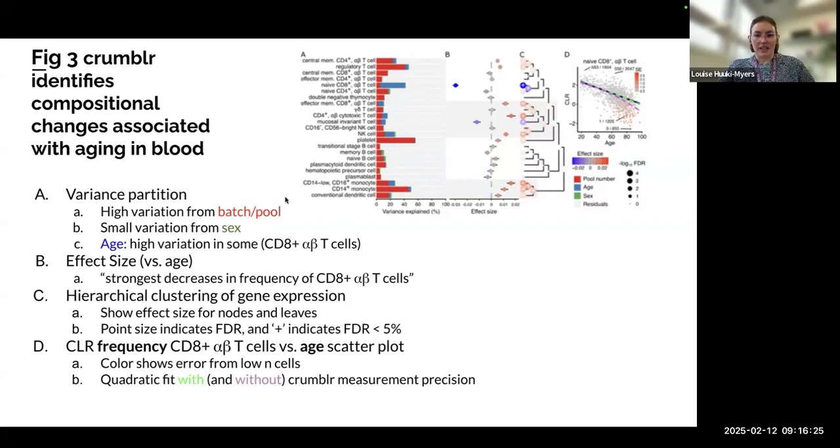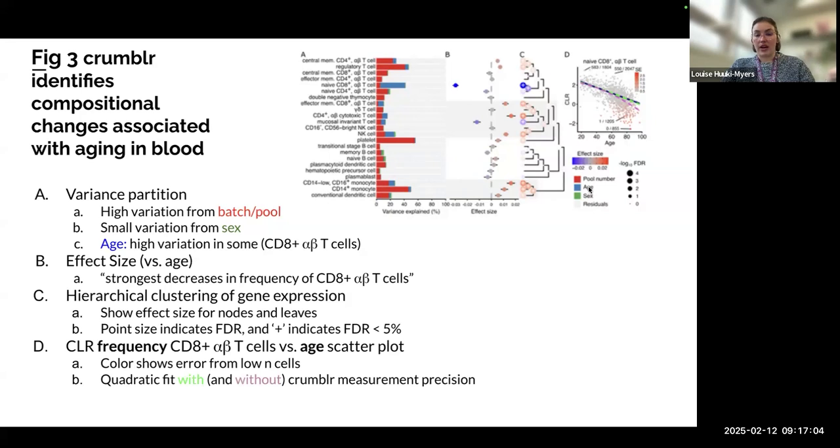So for A, we can look at variance partition. Again, it shows the percent of the variance explained for a cell type's composition, and how much these different variables contribute to that. Pool number, age, and sex are all the ones tested, and the residuals are the variance that we can't explain with the tested variables. In the chart, we see lots of red, so a lot of the variance is explained by pool number, which has to do with the actual batching. That's a technical effect.